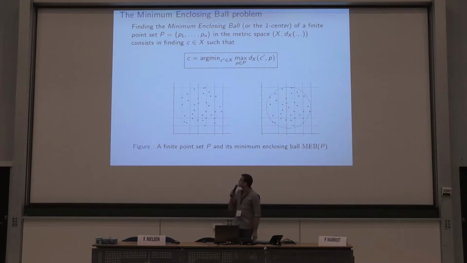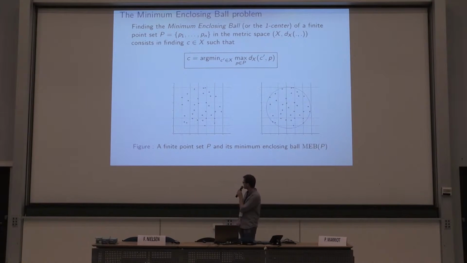So let's define the minimum enclosing ball problem. Finding the smallest enclosing ball, or minimum enclosing ball, consists in finding a ball which contains all points of a given point set, P, and such that the ball has minimal radius among all of those balls. We can translate this by a min-max formulation on the center C of the ball.